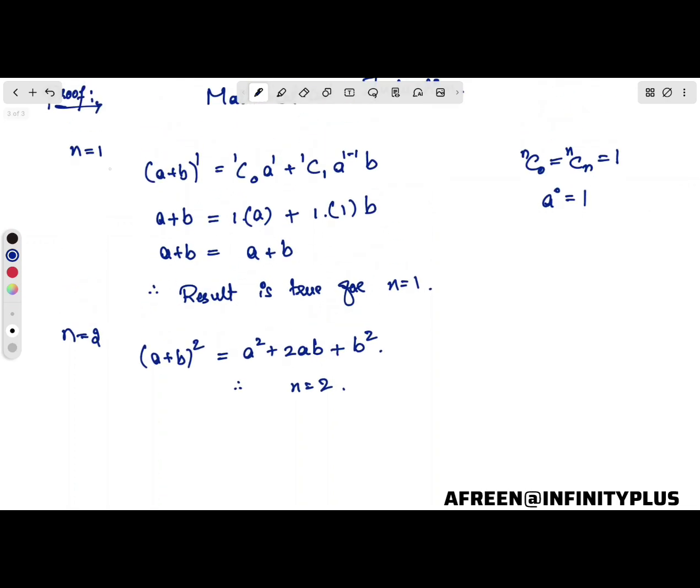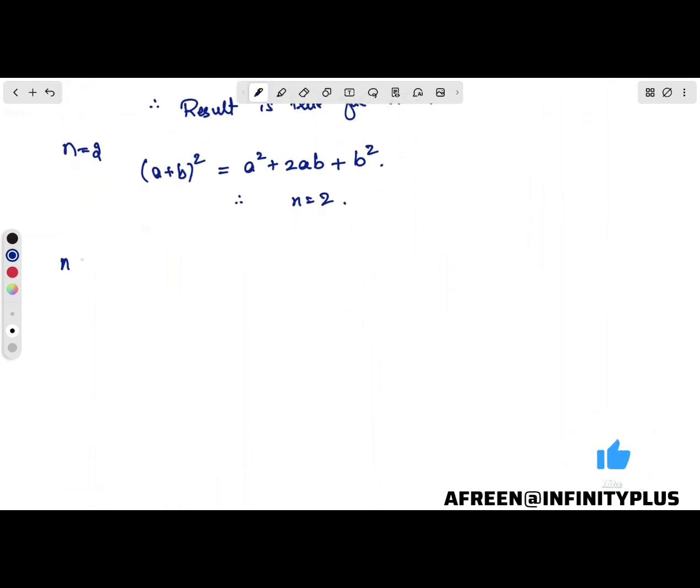Since the result is true for n equal to 1, and also for n equal to 2, we can assume that the result is true for n equal to some k value. So n equal to k. What will the statement become? This will become (a + b)^k, meaning wherever n is there, you just substitute k, which is equal to kC0 a^k plus kC1 a^(k-1) b plus etc., plus kCk a^0 b^k.